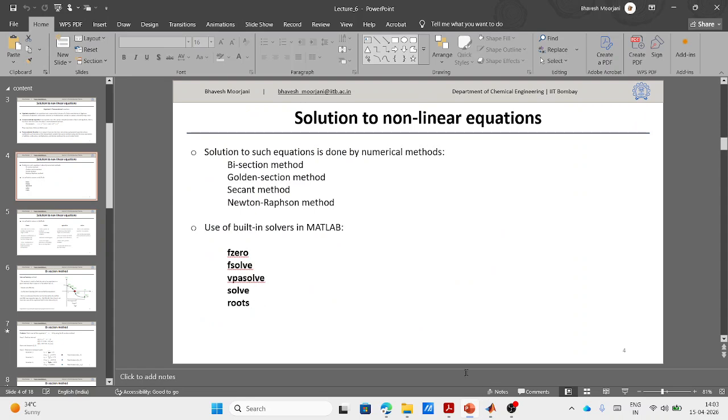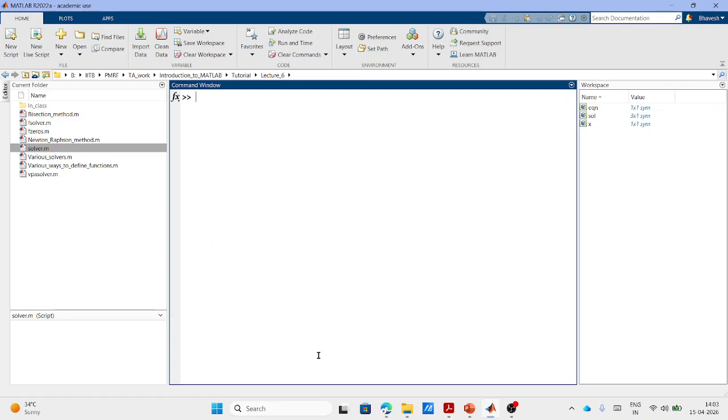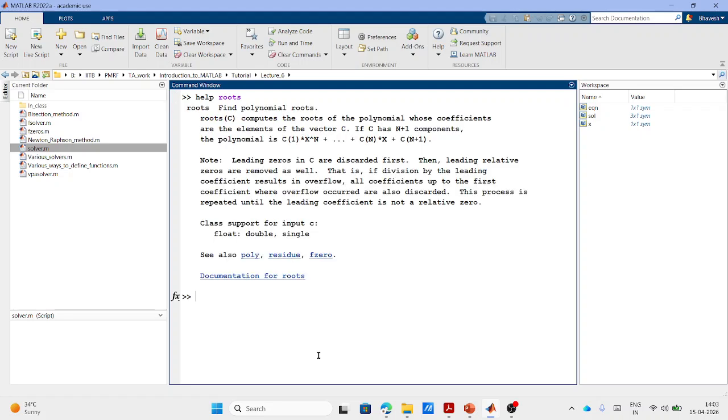Then you have this command also, roots, which is used to find the solution of polynomials. If I write help roots, this is how I get: roots(c) computes the roots of the polynomial whose coefficients are the elements of vector c. So let's say you have a polynomial given as c1 x to the power n plus c2 x to the power n minus 1, up to cn into x plus cn plus 1. Let me show you the documentation part.